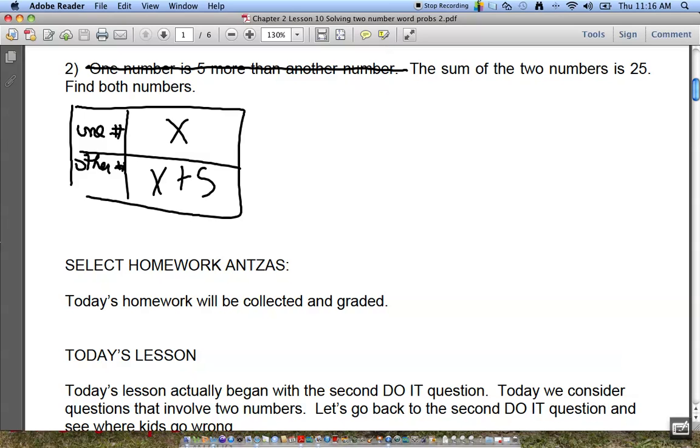What does this mean, the sum of the two numbers? I think you're saying equals. There is an equals in there, but sum means more than just equals. The sum of the two numbers is 25. What are we going to get here?